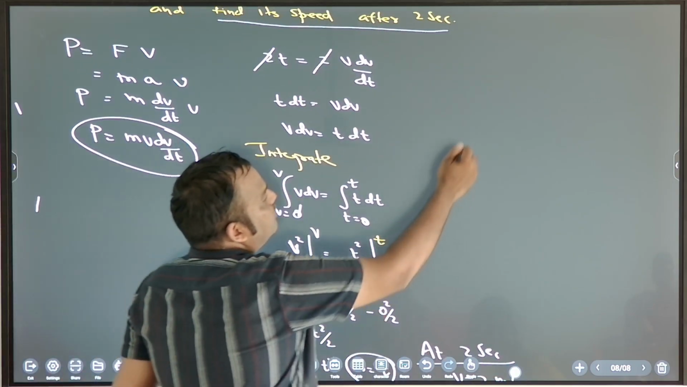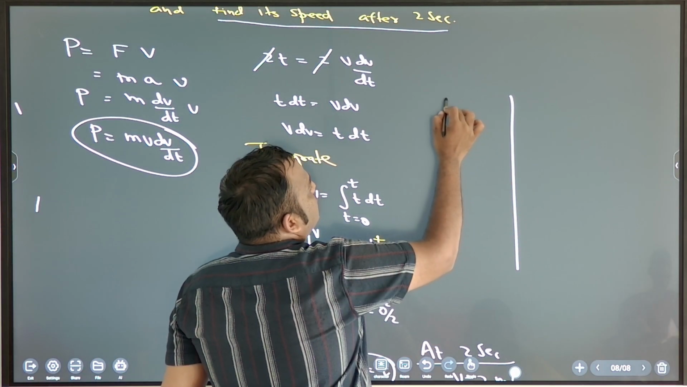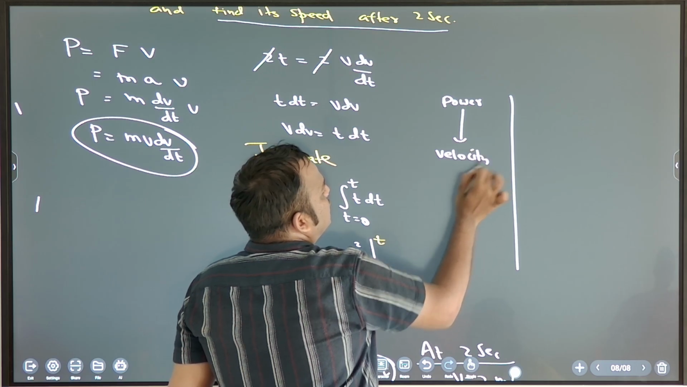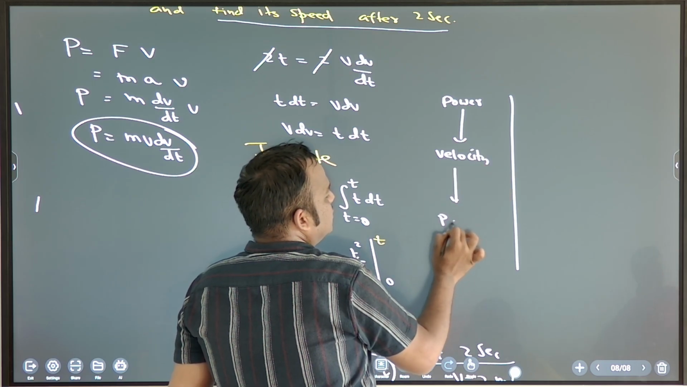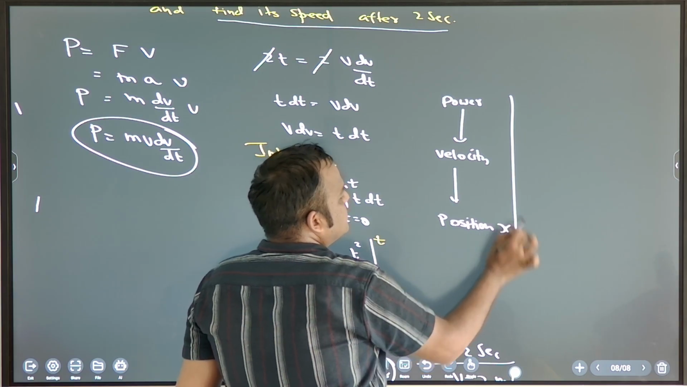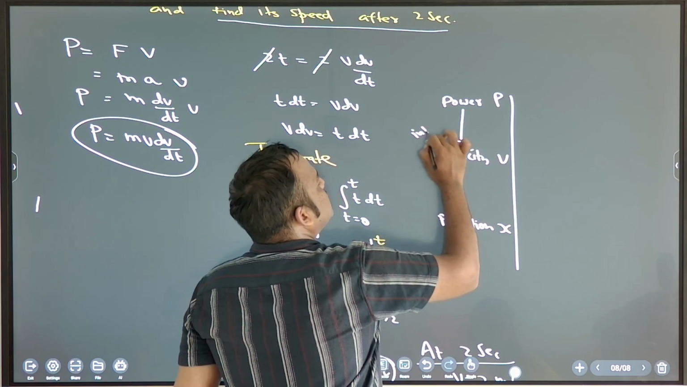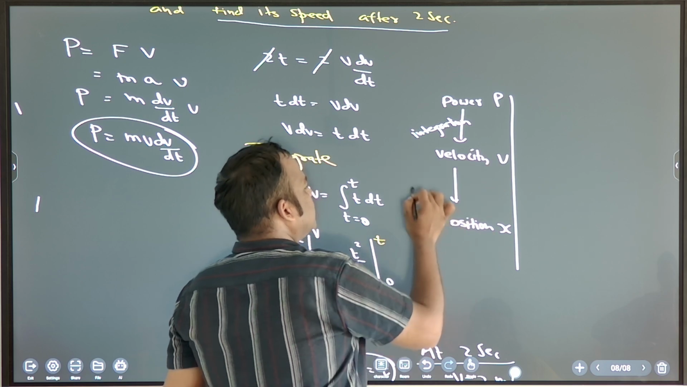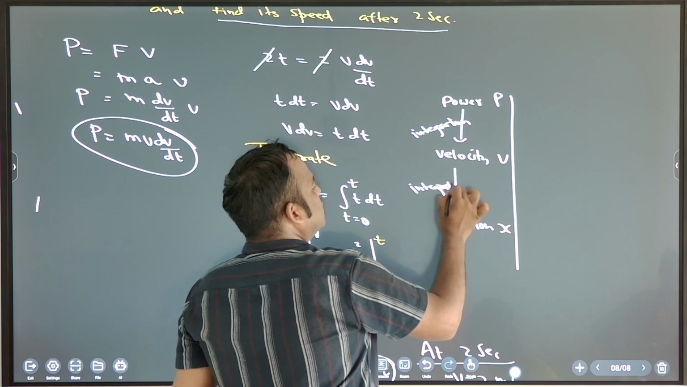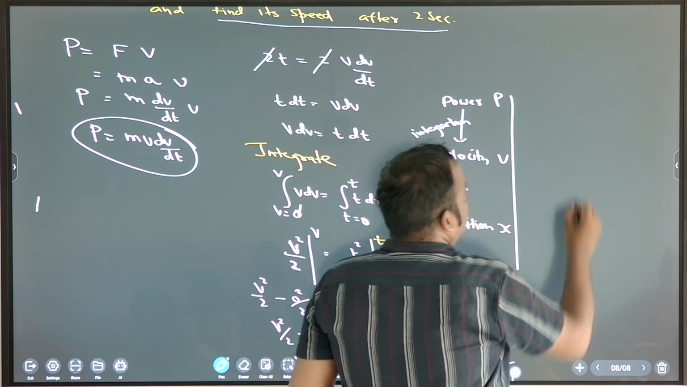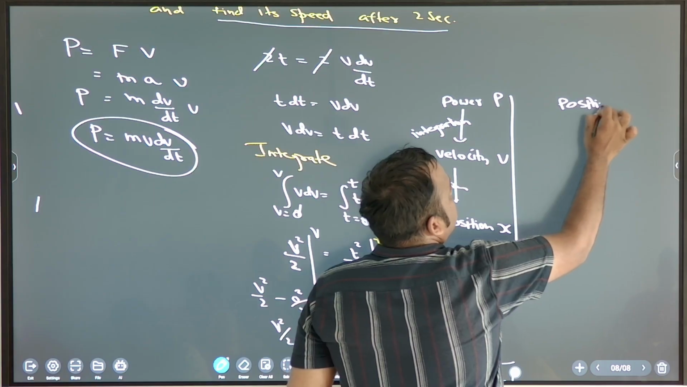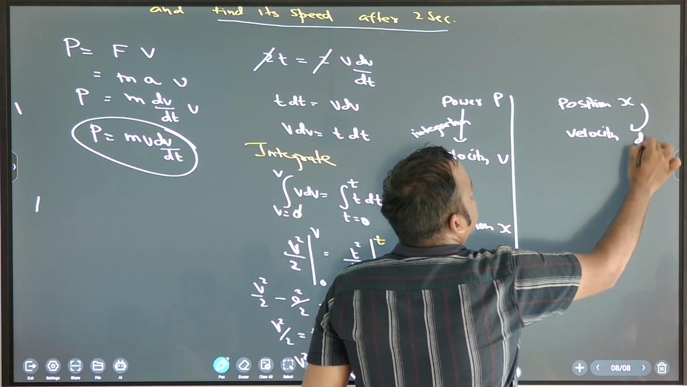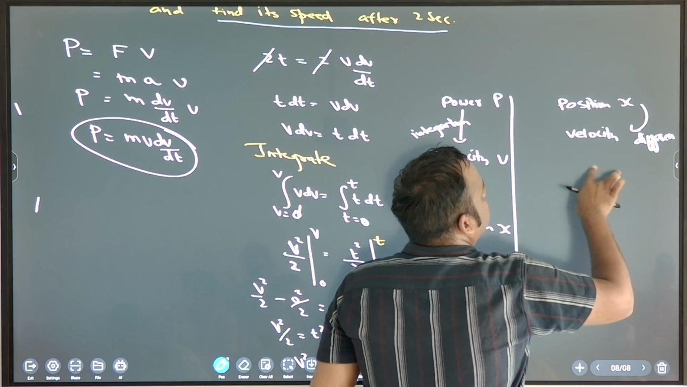So you can note down one short trick. Power is given, you are finding velocity. Then velocity given, you are finding position x. So you have to use integration. So power is given, velocity asked, integration. Velocity given, position asked, integration. Correct. Now position is given, you have to find velocity. Then you have to use differentiation.